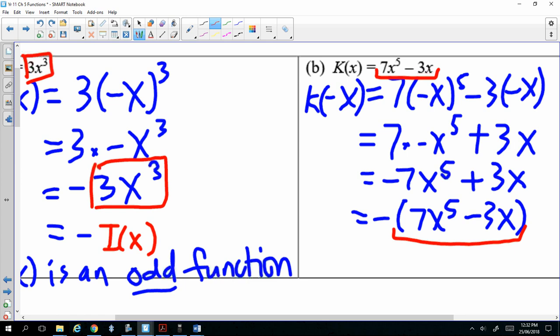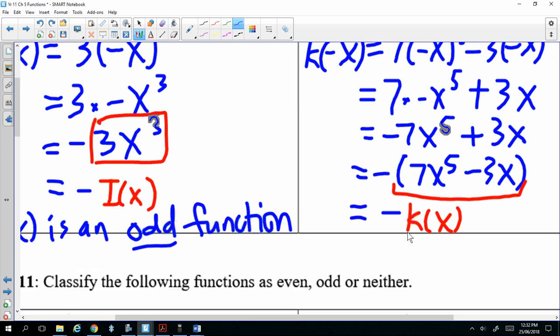So what can we conclude? Therefore, kx is odd. Okay. You should write: is an odd function. Is an odd function.